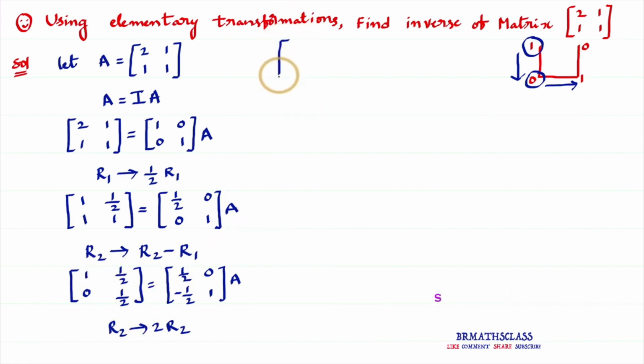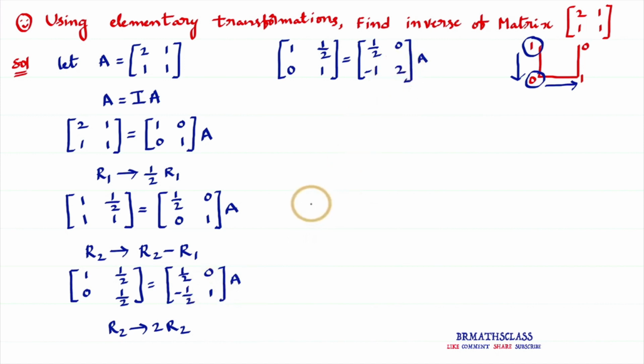So I'll write 1 by 2. Okay. I'm writing R1 as it is because there is no change in R1. 1 by 2, 0, okay, into A. Now, is there any change in R2? Yes, all the elements of R2 are multiplied with 2. 2 into 0, that is 0. Now 2 into 1 by 2 is 1. Now 2 into minus 1 by 2 is minus 1. Now 2 into 1 is 2.